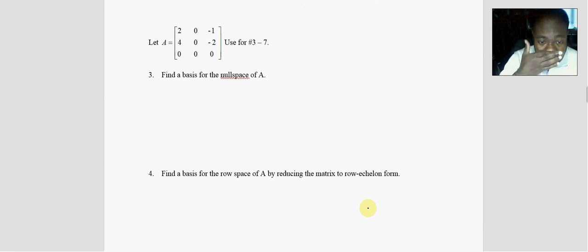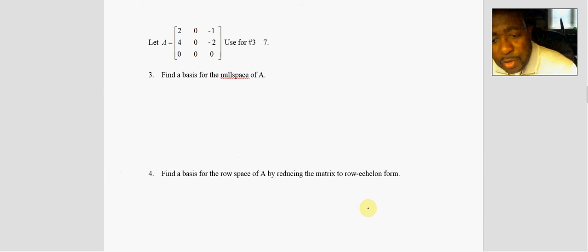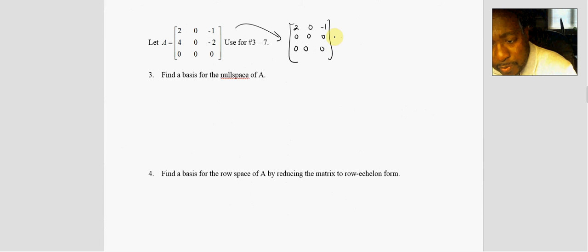Now number 3, find a basis for the null space of A. You can take that matrix A and reduce it to reduced row echelon form. Notice that rows 1 and 2 are multiples, so row 2 goes out. Row 3 is just 0. Then after that we can divide everything in row 1 by 2. That gives us 1, 0, 1 half, 0, 0, 0, 0, 0, 0.